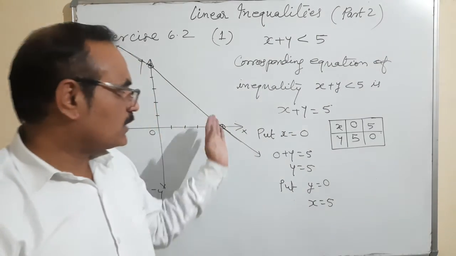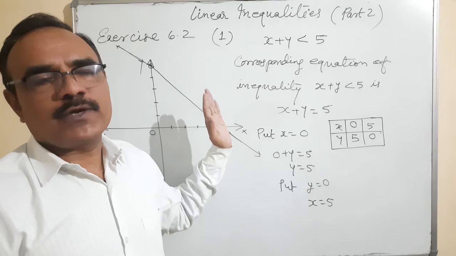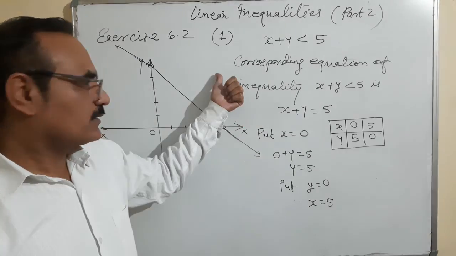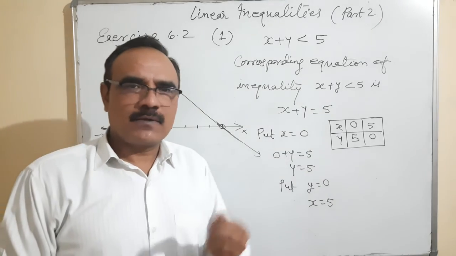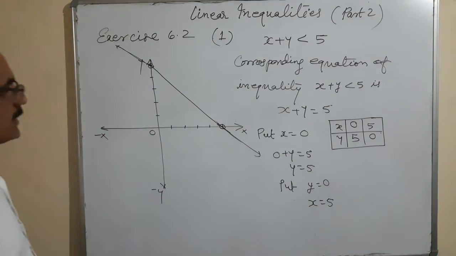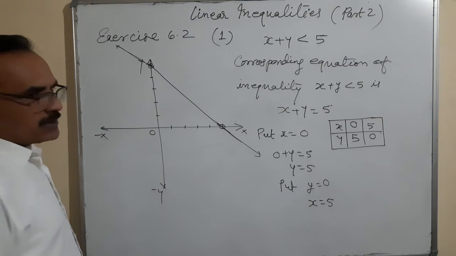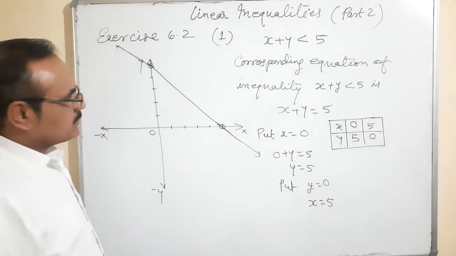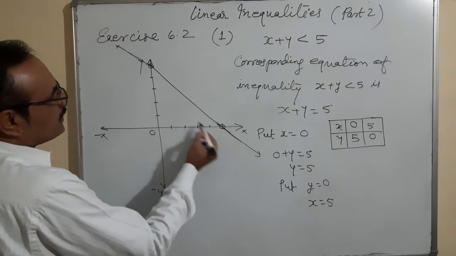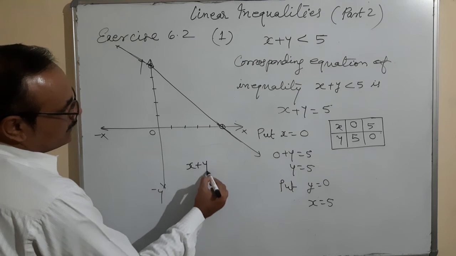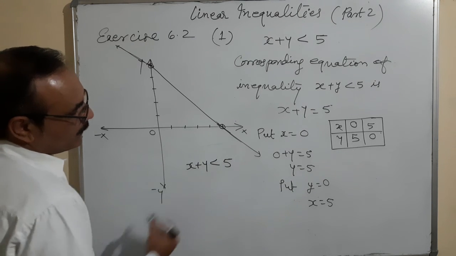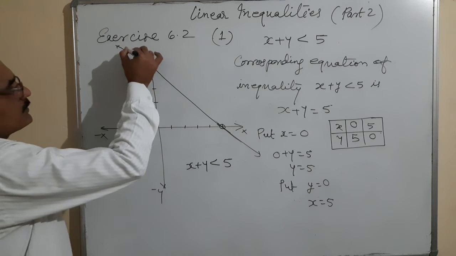Now we'll see the right hand side and the left hand side. So what is correct? This portion is correct or that portion is correct? For that, what should be done? The checking procedure is, you remember it, this procedure will be used in each and every question. So this is x plus y is less than 5. Okay, this is the line.